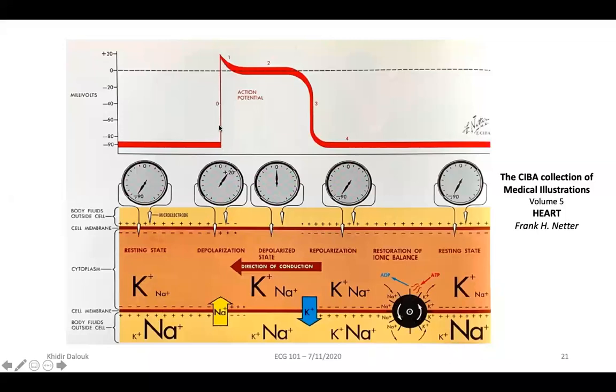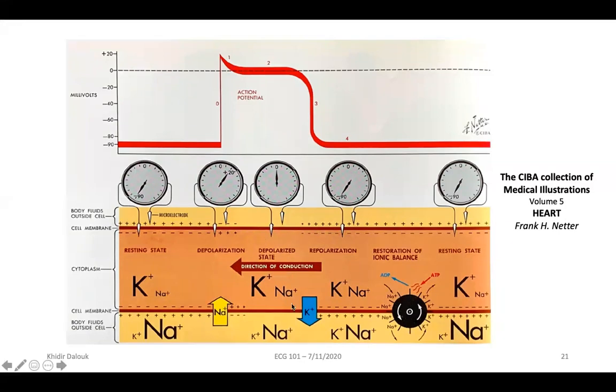In phase 0 of the action potential, you can see that a lot of sodium gets into the cell. This will bring the action potential from -90, which is the resting potential, more positive inside the cell until it goes all the way up to +20. And this is what causes the depolarization phase at the cellular level.